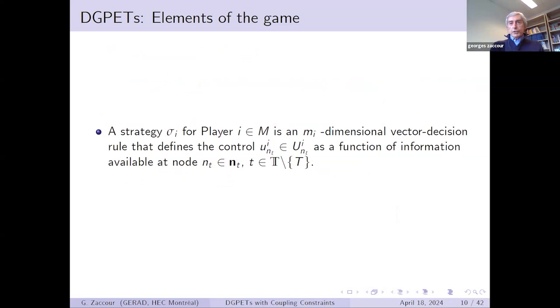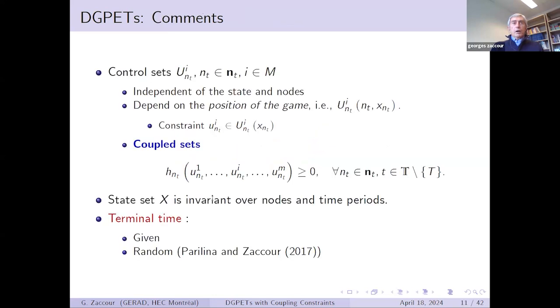So what is a strategy? As usual, a strategy is a function that depends on the information that is available to the players. And this is what is available at any one of these nodes. Some comments on the control sets. So when we are at node nt, the control set is given, as I mentioned before, by U^i(nt). And this control set can have different forms.